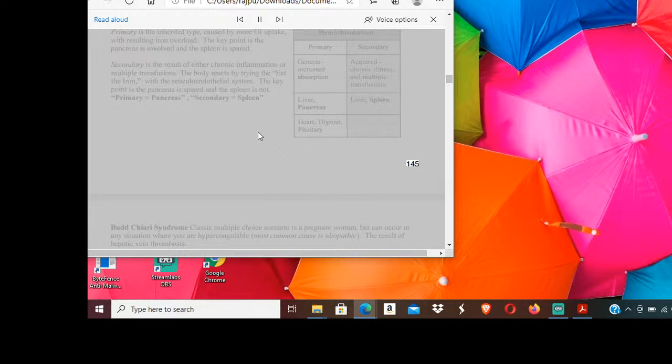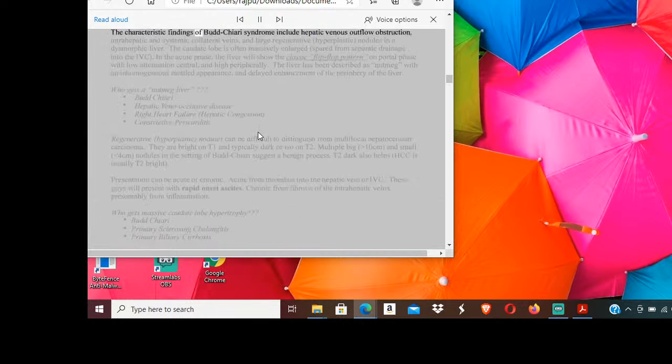145. Budd-Chiari syndrome. The classic multiple choice scenario is a pregnant woman, but it can occur in any situation where you are hypercoagulable. Most common cause is idiopathic. The result of hepatic vein thrombosis. The characteristic findings of Budd-Chiari syndrome include hepatic venous outflow obstruction, intrahepatic and systemic collateral veins, and large regenerative, hyperplastic nodules in a dysmorphic liver. The caudate lobe is often massively enlarged, spared from separate drainage into the IVC.